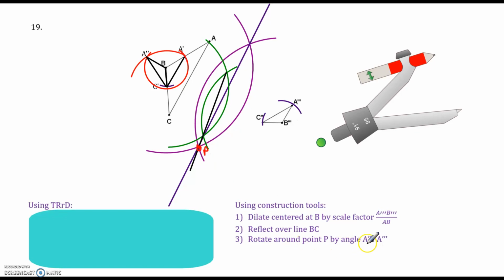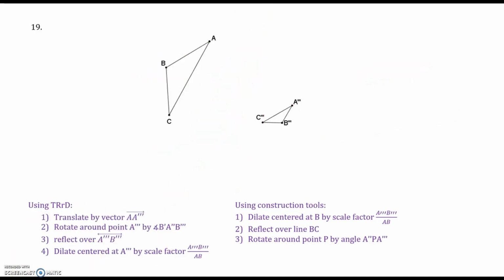And then for your angle, you can pick a pre-image point through P to its image point, or you can say you're mapping. Also, you can do this one using TRRD, using just a sketch. So the first thing you do in TRRD is you translate. So we're going to take this triangle ABC and we're going to translate it so that one of the corners locks up. I'm choosing A, which will map over to A prime like this.